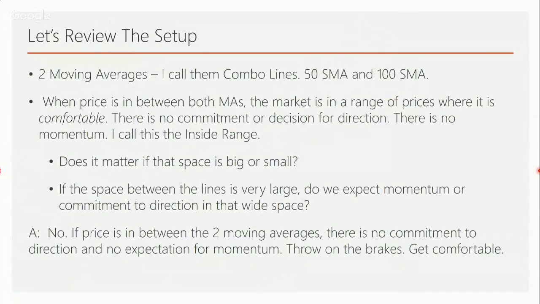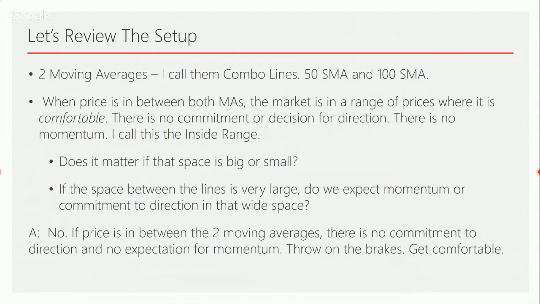So let's review the setup really quick. This is very simple. Two moving averages, I call them the combo lines, 50 simple moving average and a 100 simple moving average. When price is in between both of those moving averages, the market is in a range of prices where it's comfortable. There's no commitment or decision for direction. There's no momentum. I happen to call this the inside range pattern.